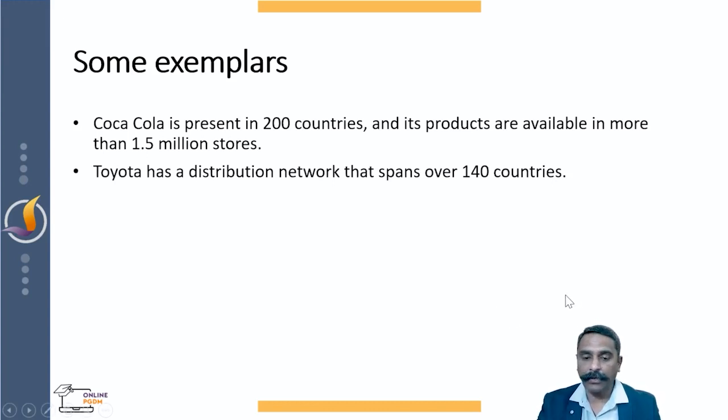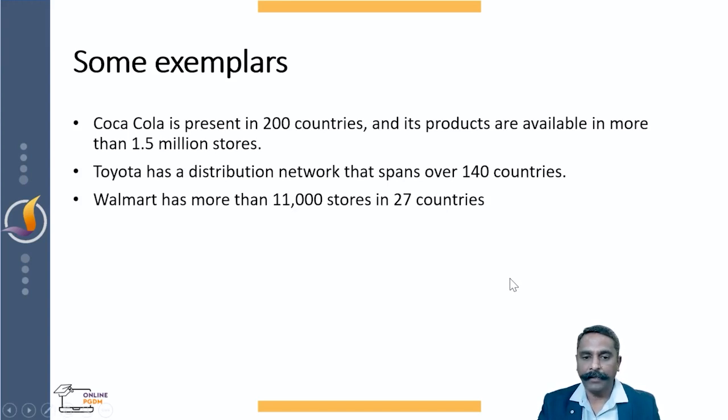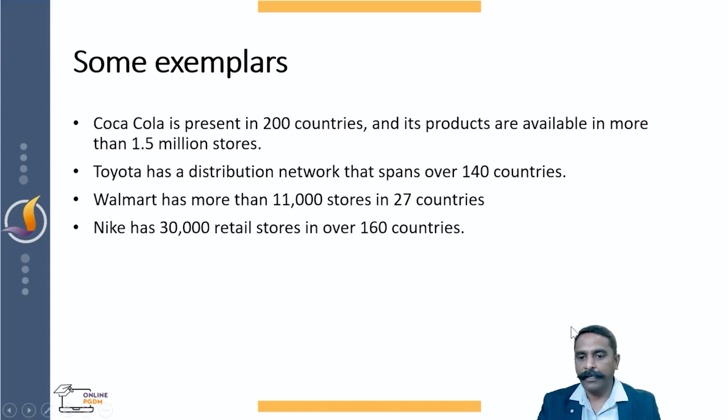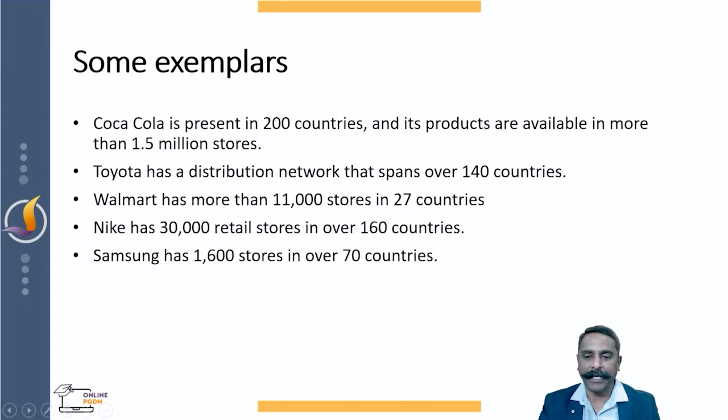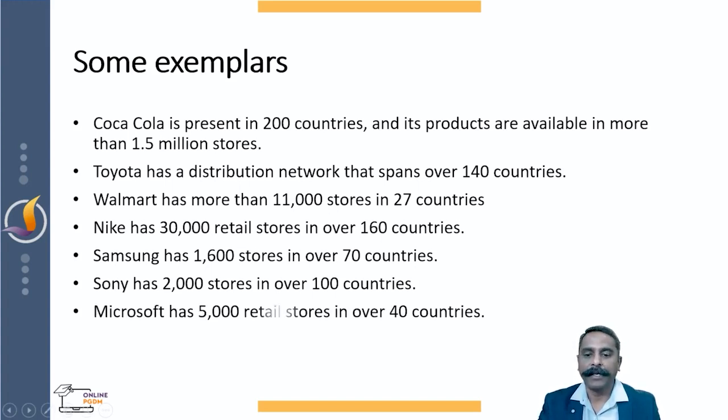Toyota, one of the biggest automobile makers, has a distribution network that spans over 140 countries. Walmart has more than 1100 stores in 27 countries. Nike has 30,000 stores in 160 countries. Samsung has 1600 stores in over 70 countries. Sony has 2000 stores in 100 countries. Microsoft has 5000 retail stores in over 40 countries.